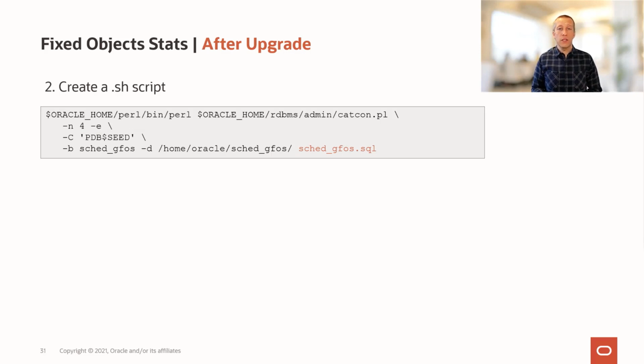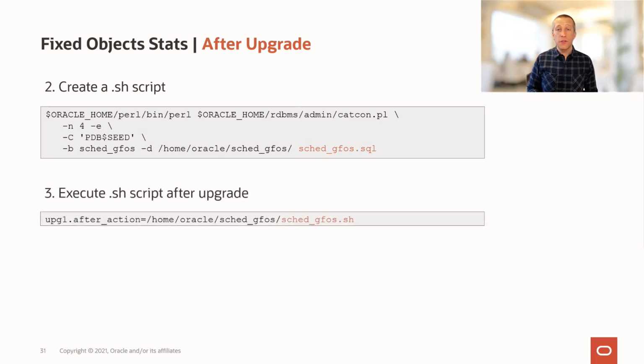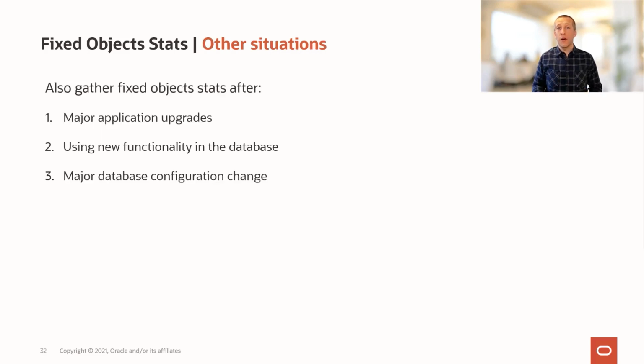You can then create a shell script which executes catconpl to execute that SQL script in all of your containers. And if you're using auto upgrade, you can use an after action to get auto upgrade to execute the shell script for you. Are there other situations where it might be useful to gather fixed object statistics?